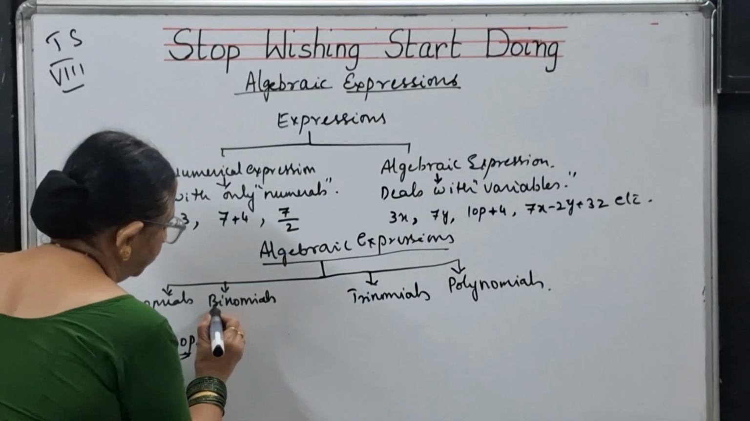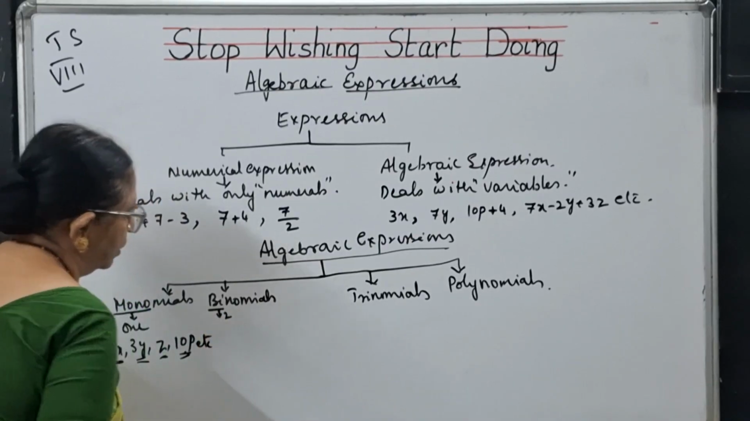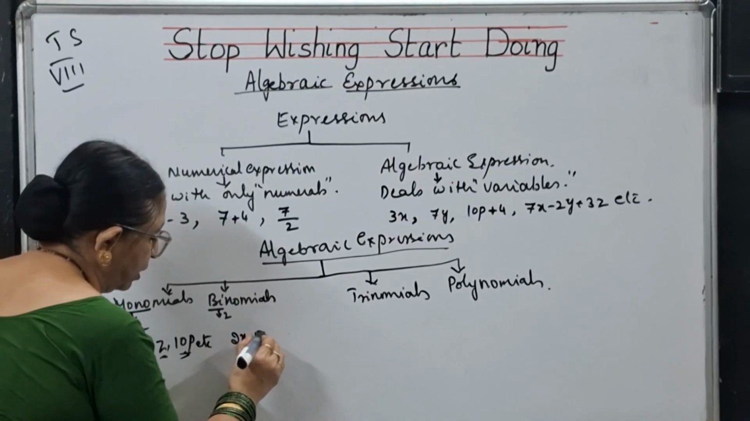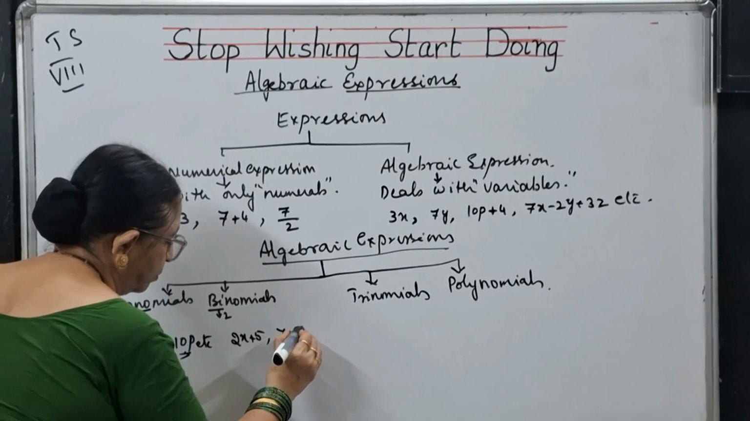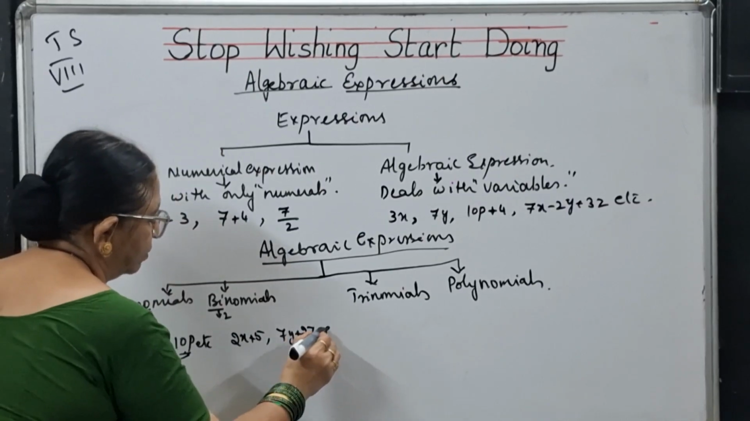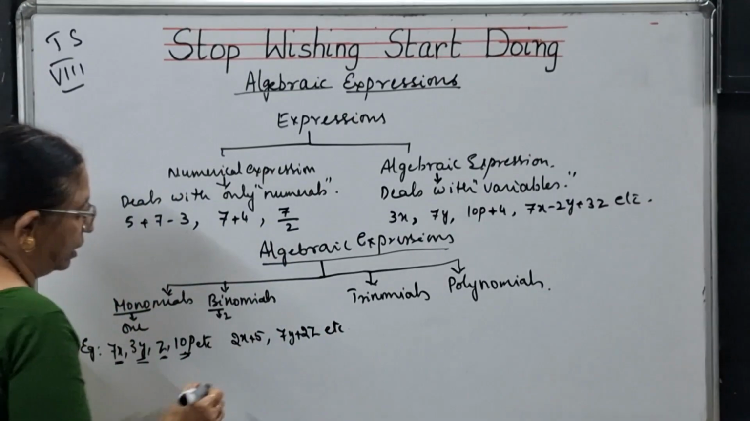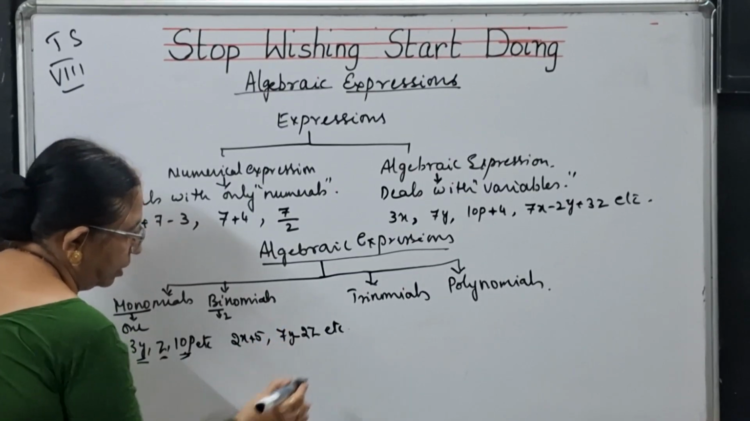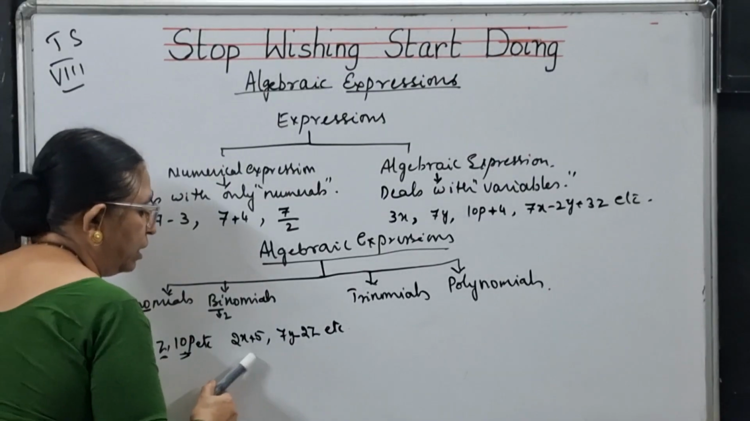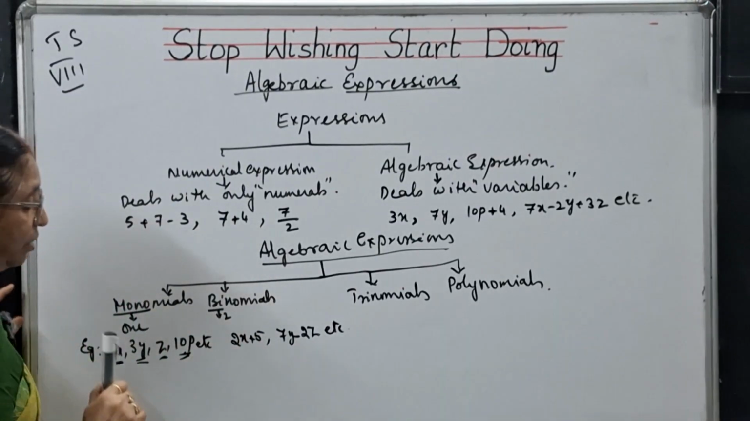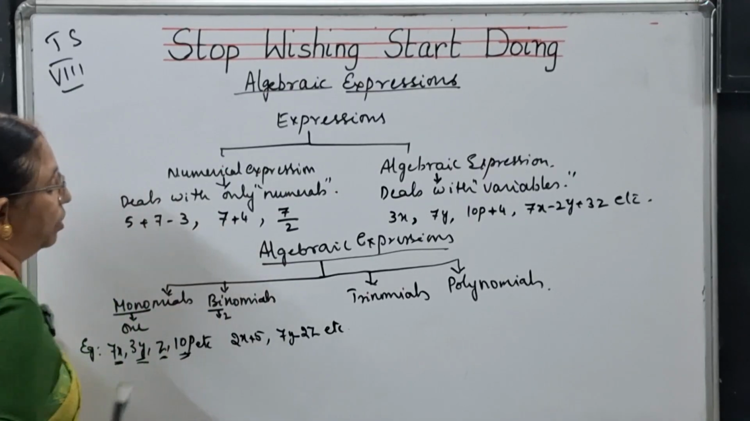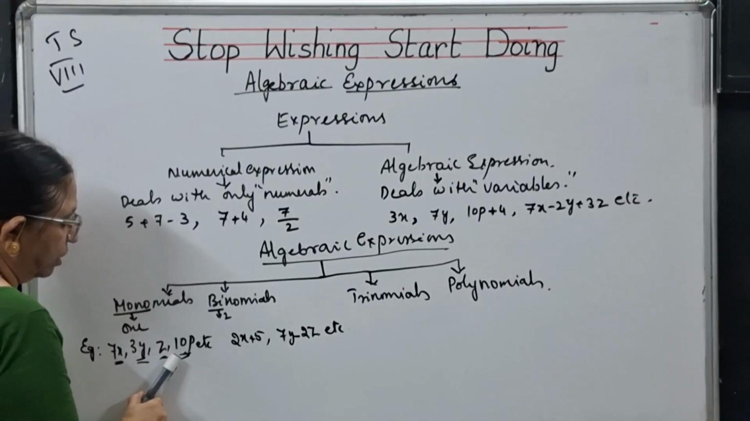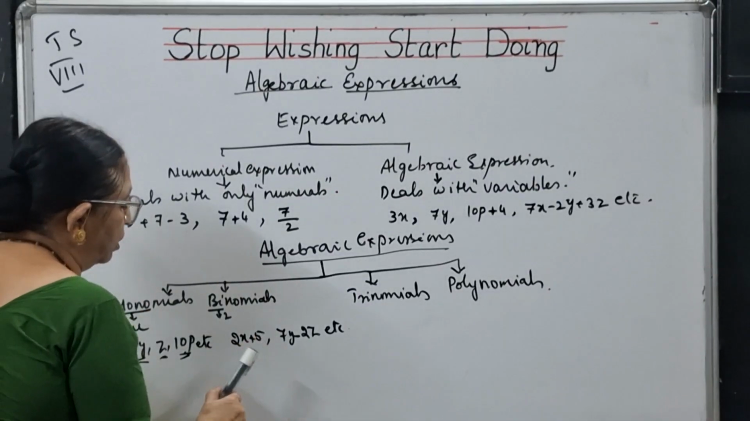Now, binomials. Bi means two. So binomials contain two terms, that is 2x plus 5, 7y plus 2z, like this, etc. It is not only plus, children. Let me take minus here so that you will have a clear idea. Any algebraic expression which contains two terms, we call it binomials. Algebraic expressions with one term, we call monomials. How do you count the number of terms?